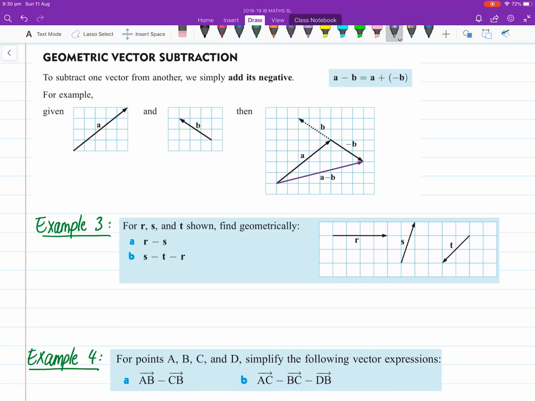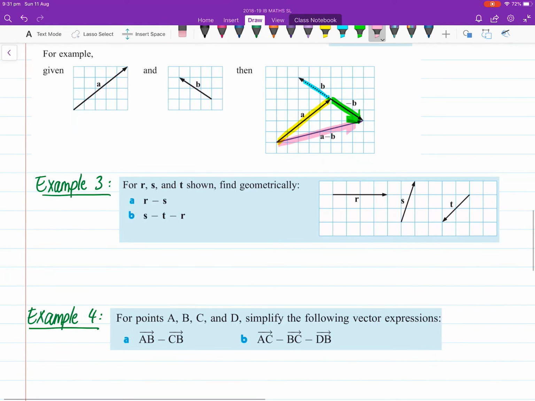So the next one is geometric vector subtraction. If we want to subtract one vector from another, we just add its negative. So A minus B is the same as saying A plus negative B. So you can see here I've got A, and then you've got vector B going this way. But if I want to subtract it, I just reverse the direction. So now it's going this way. So negative B, and then you add that together. So you can add yellow plus green there. It's still going to end up with pink here, but it's A plus negative B, so it's A minus B.